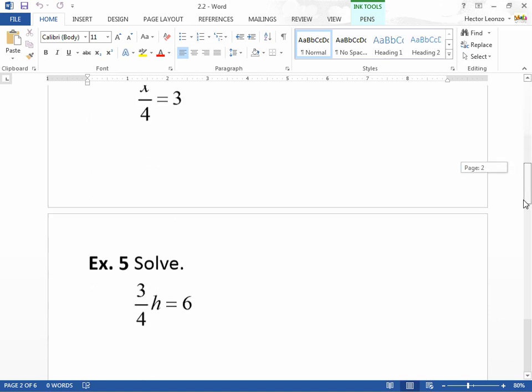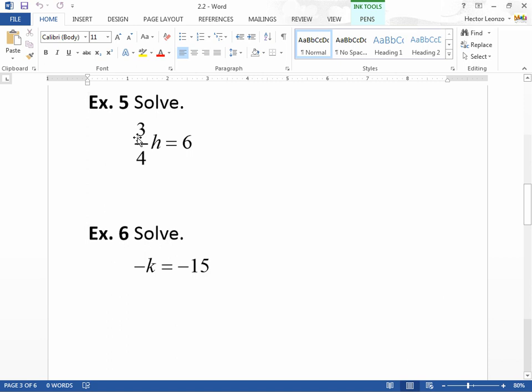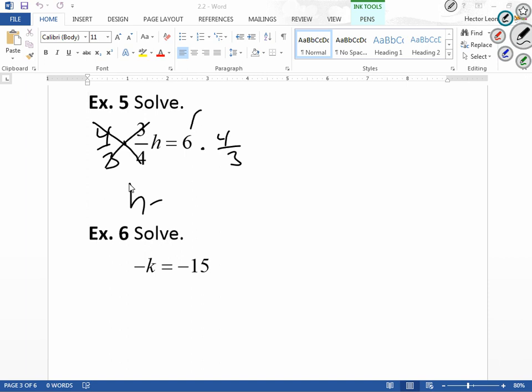Let's take a look at another example. I have a fraction, 3 over 4, put together with h. So I'm going to multiply it. Technically we're going to divide by 3 over 4, but remember, dividing by a fraction is multiplying by the reciprocal of it. So I'm going to multiply both sides by 4/3, because that way those 4s and 3s cancel out, so I have h by itself.